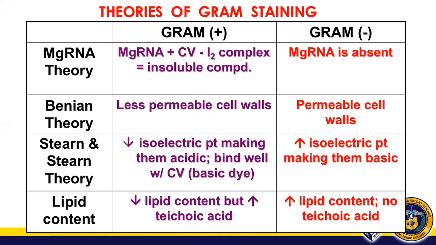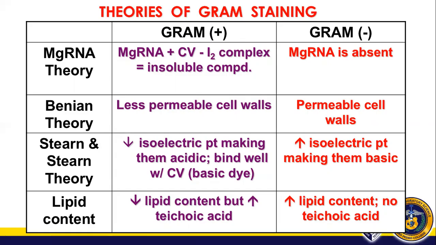Okay, so some substances are not easily absorbed into the thick, compact peptidoglycan layer, especially when another substance is trapped in it, like the crystal violet. However, the lipopolysaccharide layer of the gram-negative organisms, the cell walls of gram-negative organisms, are sensitive to acetone alcohol, rendering the cell wall permeable.